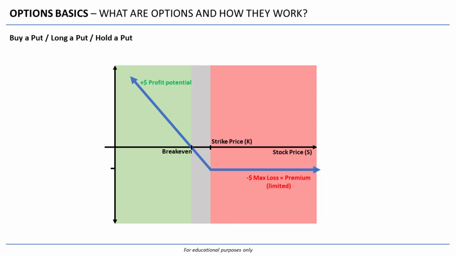Green section. At expiration, the stock price is below the strike price. There is intrinsic value, and it is greater than the premium paid. In this section, the holder has a profit. The price of a stock only goes as low as 0, therefore that would be the limit of the potential profit.